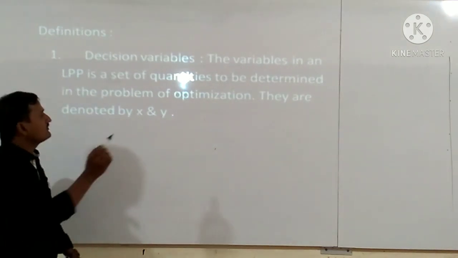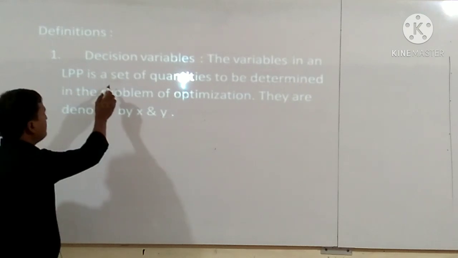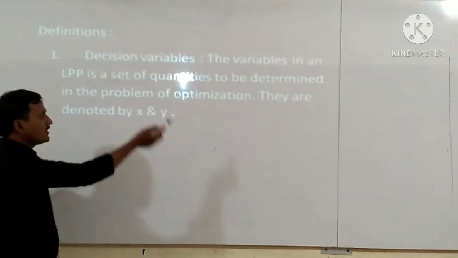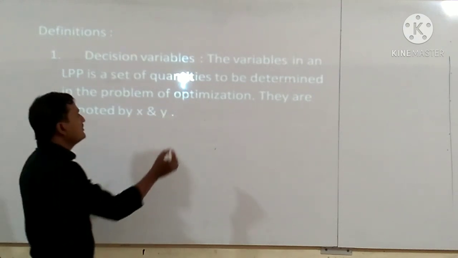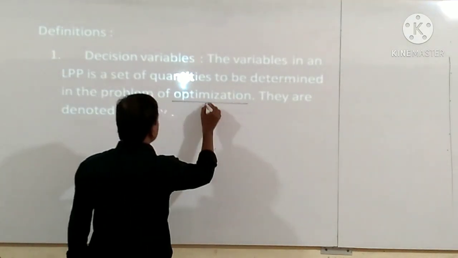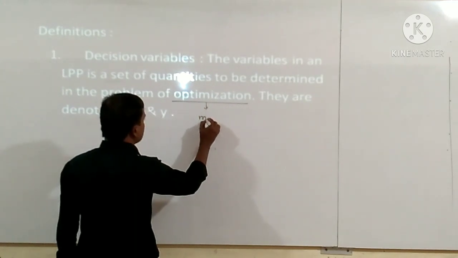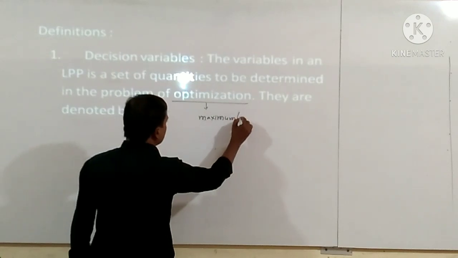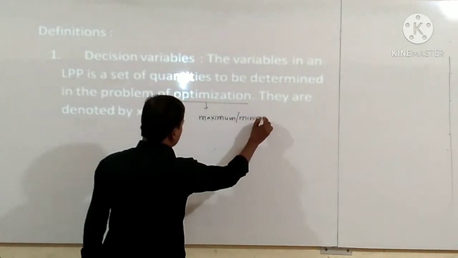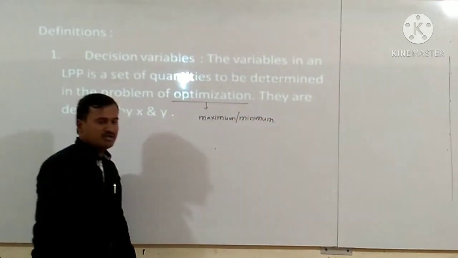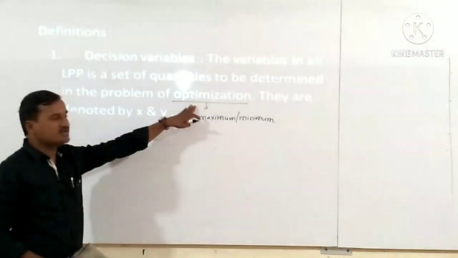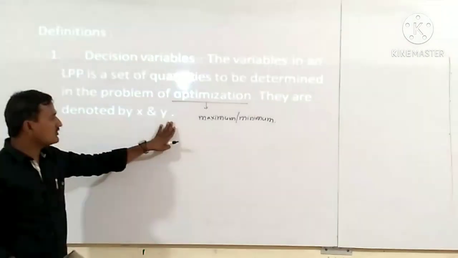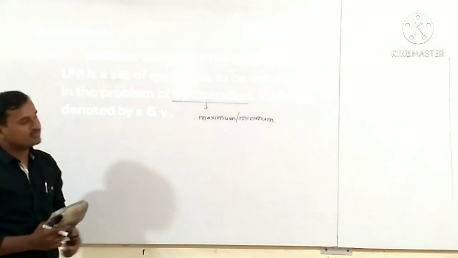Decision variables in an LPP are a set of quantities to be determined in the problem of optimization. The meaning of optimization is maximization or minimization. That is called optimization. They are denoted by x and y. These are called decision variables.